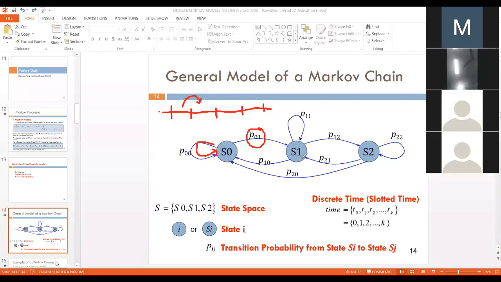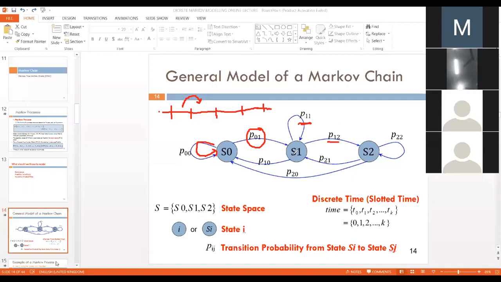On the other hand, if we are in S1, there are about 3 possibilities. One is moving to S2 or S0 or remaining in S1. So if we are remaining in S1 in the next transition, what's the probability? That will be giving us P11. If we are moving to S2 in the next transition, what will be the probability? That will be P12.